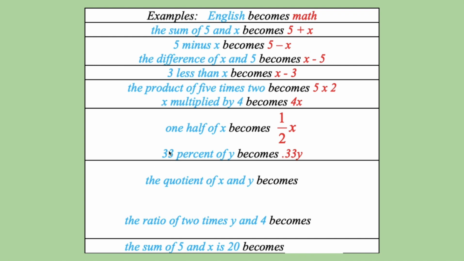And here how we got this decimal is because we know that there's always a decimal point at the end of a whole number. So for percents, we divide by 100, so it goes 2 decimal places up, and that's how we get 0.33. The quotient of x and y becomes x over y, or x divided by y. The ratio of 2 times y and 4 becomes 2 times y divided by 4. The sum of 5 and x is 20 becomes 5 plus x equals 20.